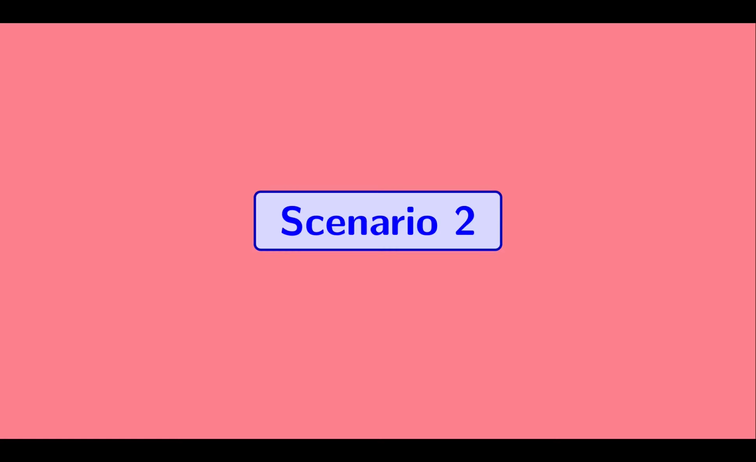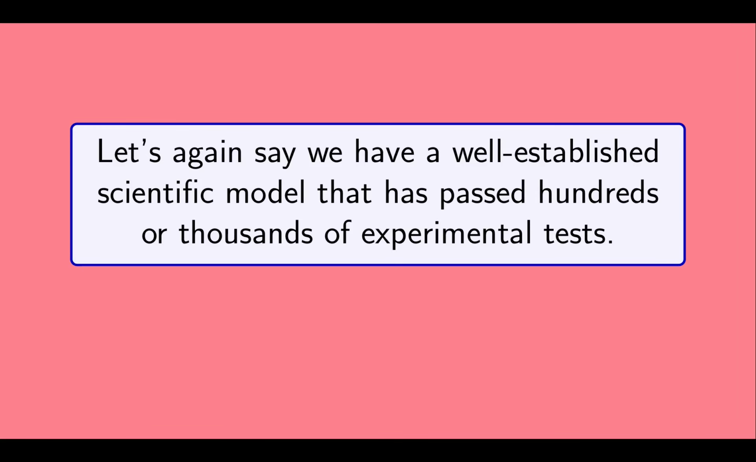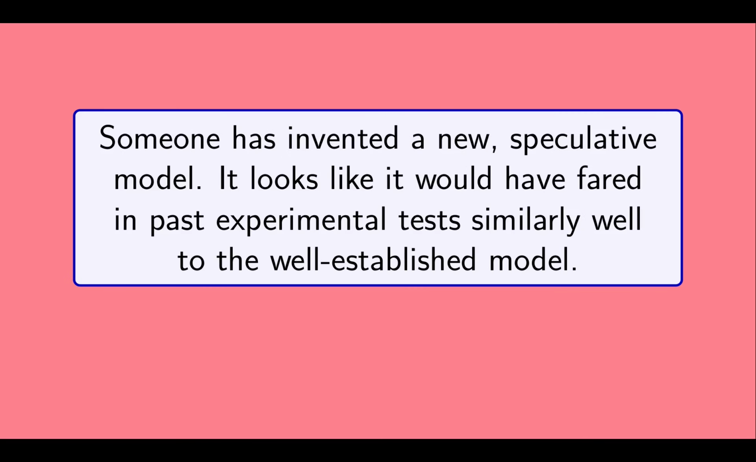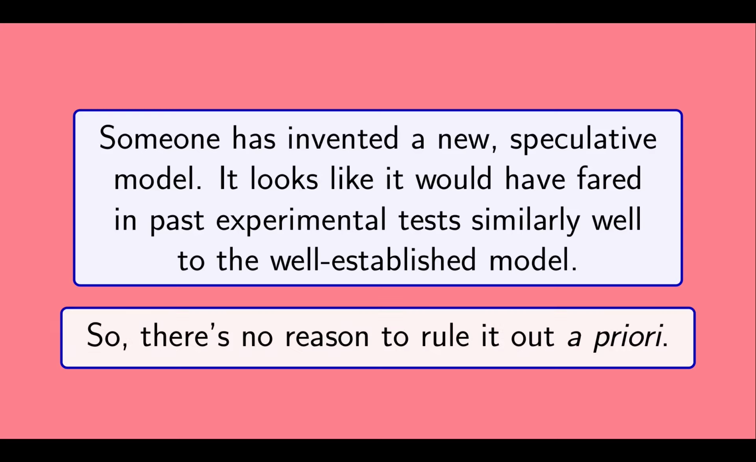Okay, with that, let's move on to scenario 2. Let's again say that we have a well-established scientific model that has passed hundreds or thousands of experimental tests. But that's not the model we're testing. Let's say someone has invented a new, speculative model. It looks like it would have fared in past experimental tests similarly well to the well-established model. So there's no reason to rule it out a priori.